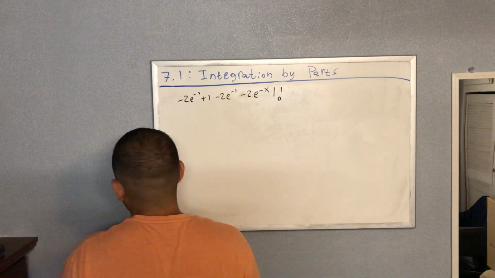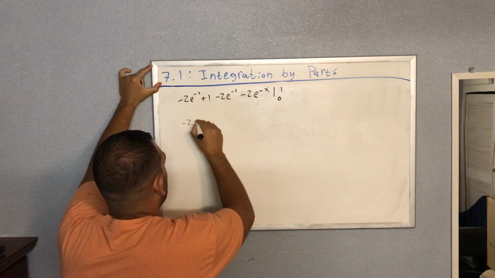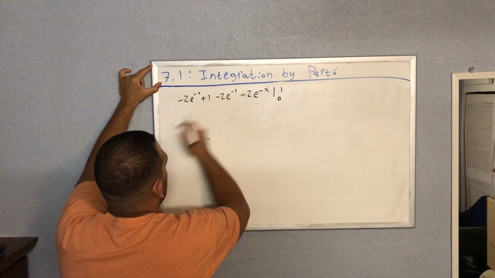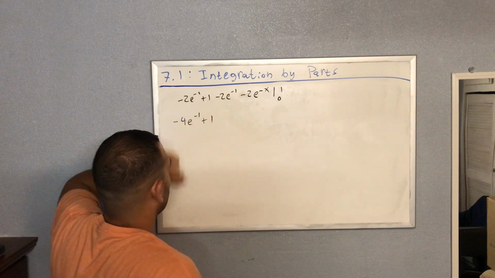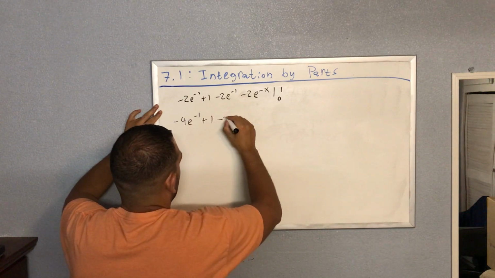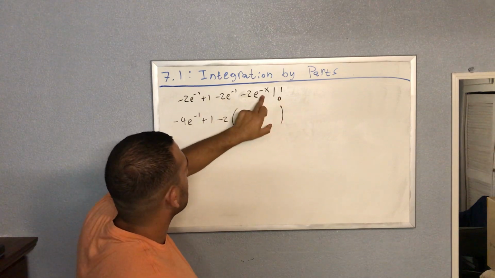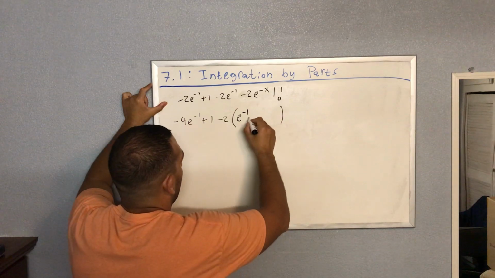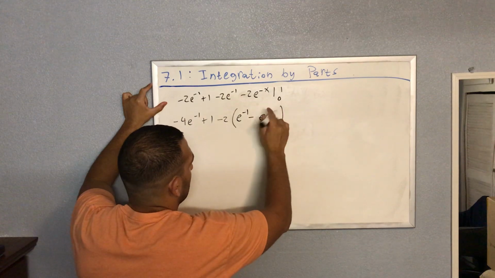Okay, so then this becomes, these are like terms, right? So this is like a negative 2x minus a 2x, which gives us a negative 4x essentially. So these combine to give negative 4 e to the negative 1 plus 1, and then minus 2 times, so we'll pull the minus 2 out and just stick the 1 and the 0 into e to the minus x. E to the negative 1 minus e to the negative 0, which is just e to the 0.